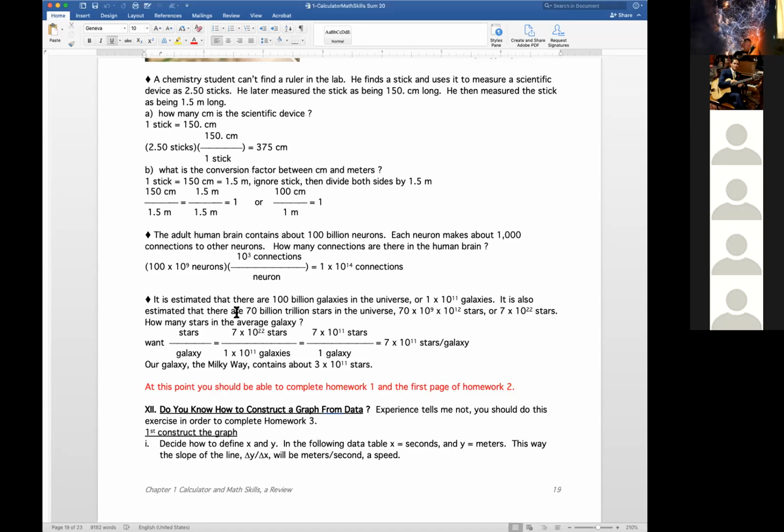They estimate that there's 100 billion galaxies in the universe. That's about 10 to the 11th galaxies. It's also estimated that there's 70 billion trillion stars in the universe, or 7 times 10 to the 22 stars. So how many stars in the average galaxy? Well, what do we want? We want the number of stars divided by the number of galaxies. See how the units are setting this problem up for me? There's the answer.